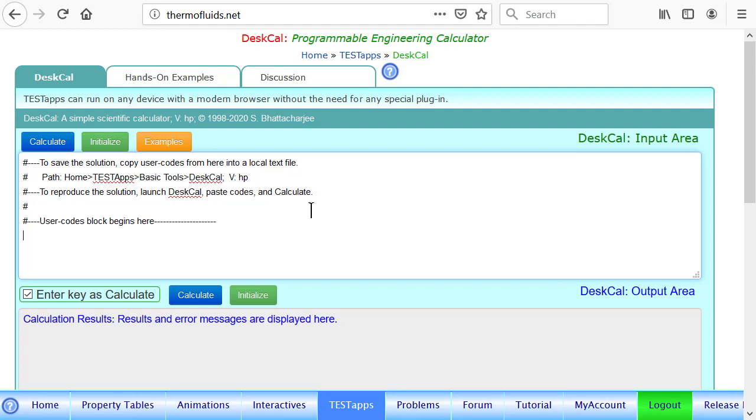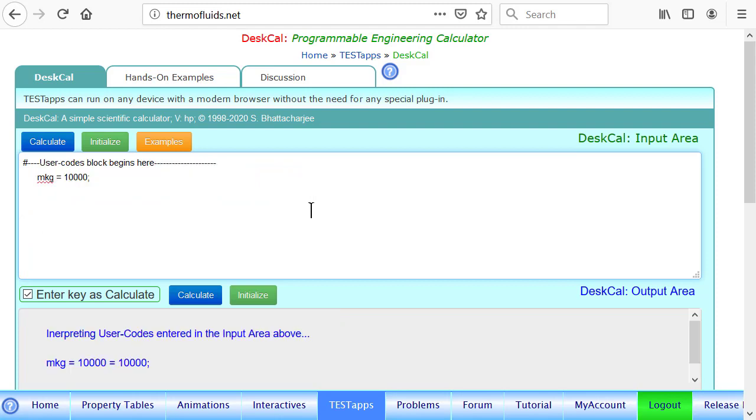So first let's write down the information that is known. Mass in kg is 10,000 and the velocity 2 in meter per second is 75 miles per hour, and I have already used the unit converter to find out 1 mile per hour is how many meters per second. That's 0.447 meter per second. So therefore, of course, velocity 1 in meter per second equals 0.